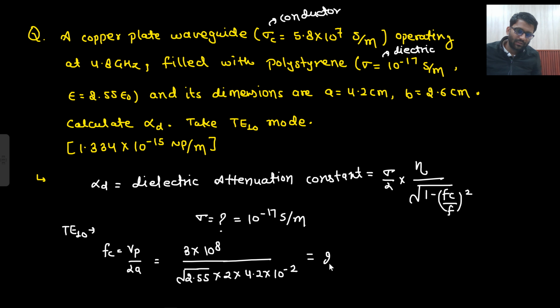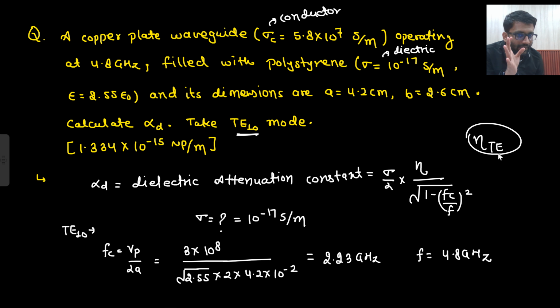2.23 gigahertz, yes. So fc value I am having, and f value, what is the value of f? 4.8 gigahertz. This is the value of f, right? So this factor I can calculate sigma by 2. What is the value of eta? Since the given mode is TE10, are you thinking that I should write eta TE here?